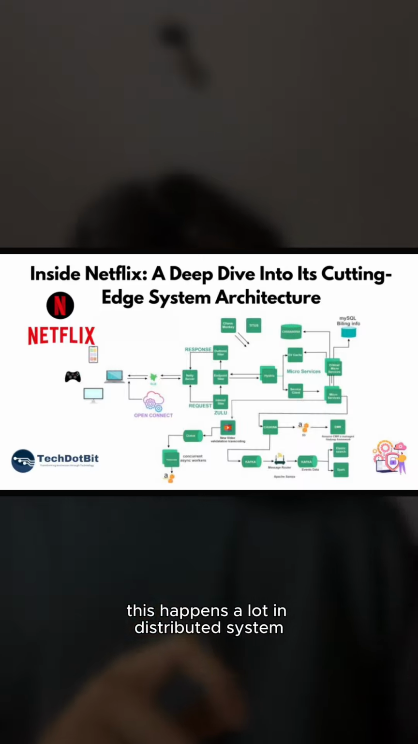So if the current value is 1 and each of the processes increments the counter by 1, now the counter will be wrong because it should be 3, but the value stored is only 2. Why does this happen? This problem is called race conditions. It happens when multiple executions access and modify shared data without proper synchronization. This happens a lot in distributed systems.